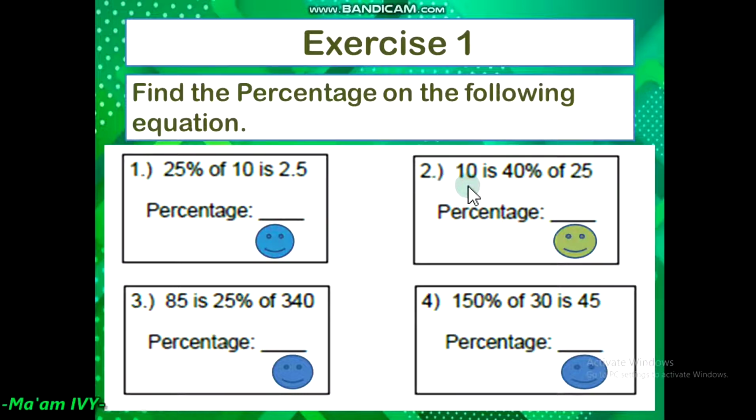For number 2, 10 is 40% of 25. For number 3, 85 is 25% of 340. And for number 4, 150% of 30 is 45.